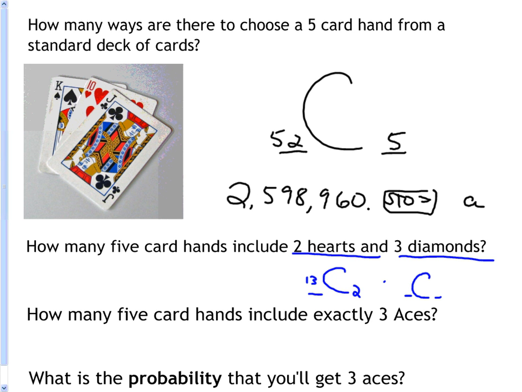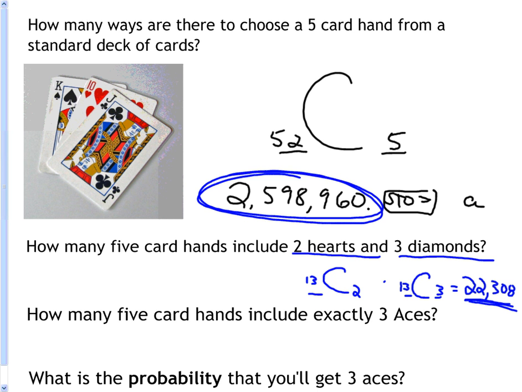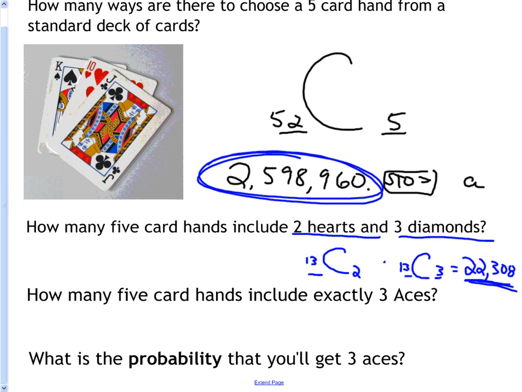Okay, so it was 13 choose 2. And how many diamonds were there? 13. Choose how many? 3. And I multiply them together and you got a big number. What is it? 22,308. Thank you. I was a little dyslexic for a moment there. That's a lot of different hands, but it's not many compared to all the possible hands, which is right here. There's 2 million possible hands, and 22,000 of them have those hearts and diamonds like we talked about.